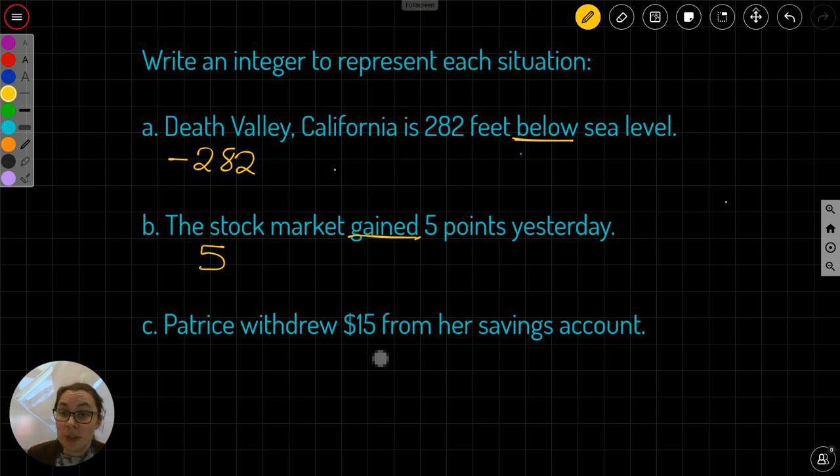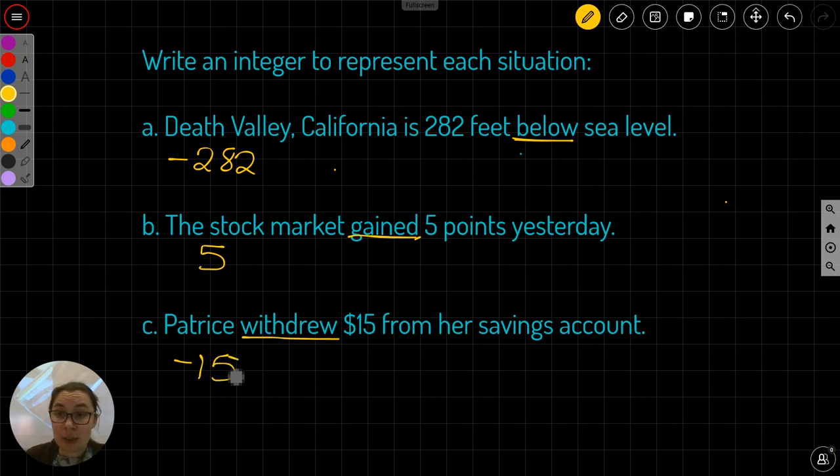And last one. Patrice withdrew $15 from her savings account. Well, what did she do? She withdrew $15. Withdraw means to take out, to remove. So her savings account suffered a loss, which means that we are talking about a negative integer of negative 15.